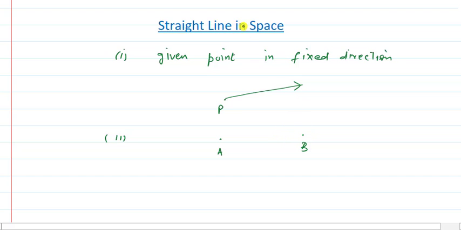So in these two situations, we can have only one line in space, and we'll study the equation of a line in these two cases. First of all, let us study the equation of a straight line passing through a given point and parallel to a given vector, or you can say moving in a fixed direction.